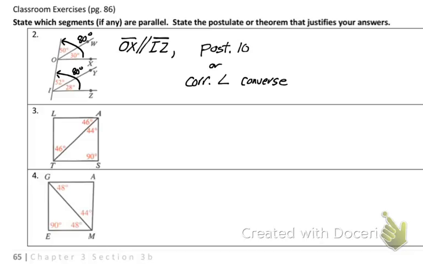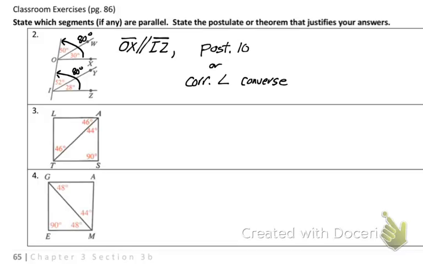Is anything parallel? I think the 46 and the other 46 are same side interior. And then aren't A and T? What do same side interiors have to add up to, though? Wait, I'm confused. In number 2, wouldn't there be another segment that would be parallel? Could be. OW and IY. Why would those be?